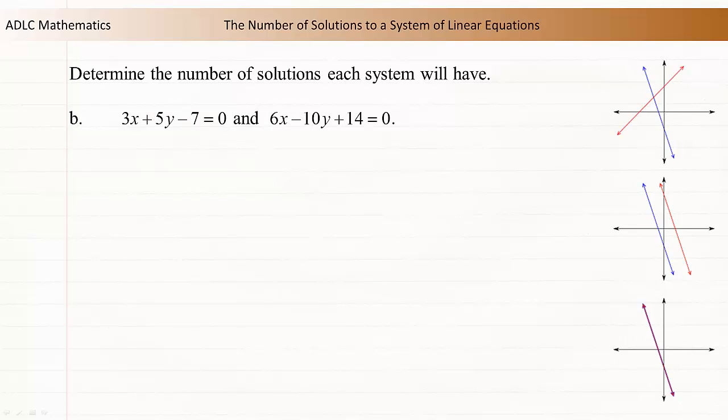Let's look at another example. The slope and y-intercept cannot easily be determined from these equations, so let's convert both to slope-intercept form so we can compare them. Subtract 3x and add 7 to both sides of the equation. Divide both sides of the equation by 5. The equation is now in slope-intercept form.